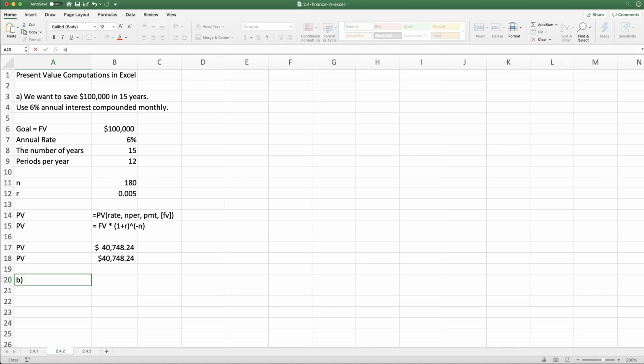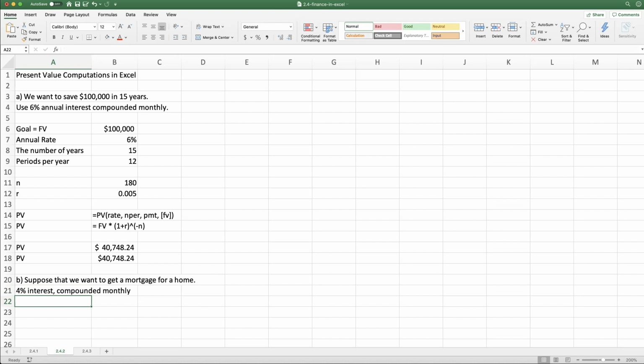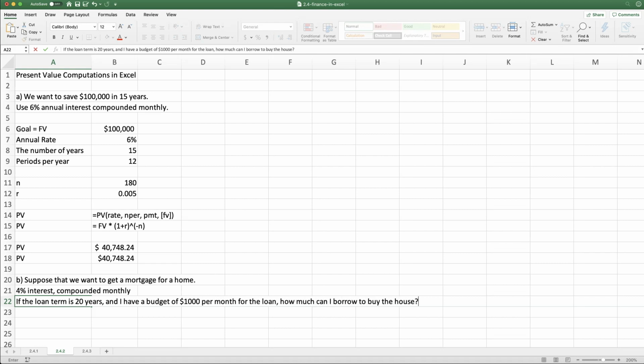Next, let's suppose that we're looking for a loan to buy a home, or a mortgage. Let's suppose that we're using a 4% interest rate compounded monthly. If the loan term is 20 years and our monthly budget payment is $1,000, how much can I borrow to buy the house? Note that this is a present value computation because the unknown quantity that we're computing is at the beginning of the 20-year period, the amount we're borrowing today.